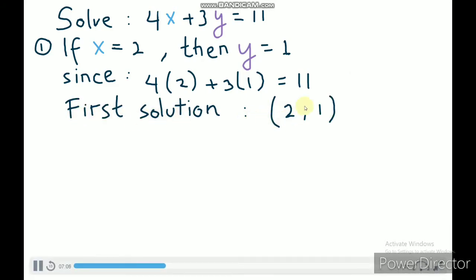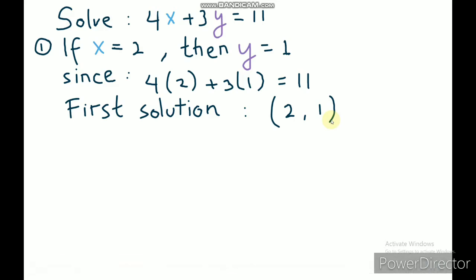Therefore, we have the first solution, the first combination between x and y, which is 2, 1. 2 belongs to the x, 1 belongs to the y. So that's how you show the first solution. It is a combination, in ordered pair form. Now let's find mentally again the second combination.